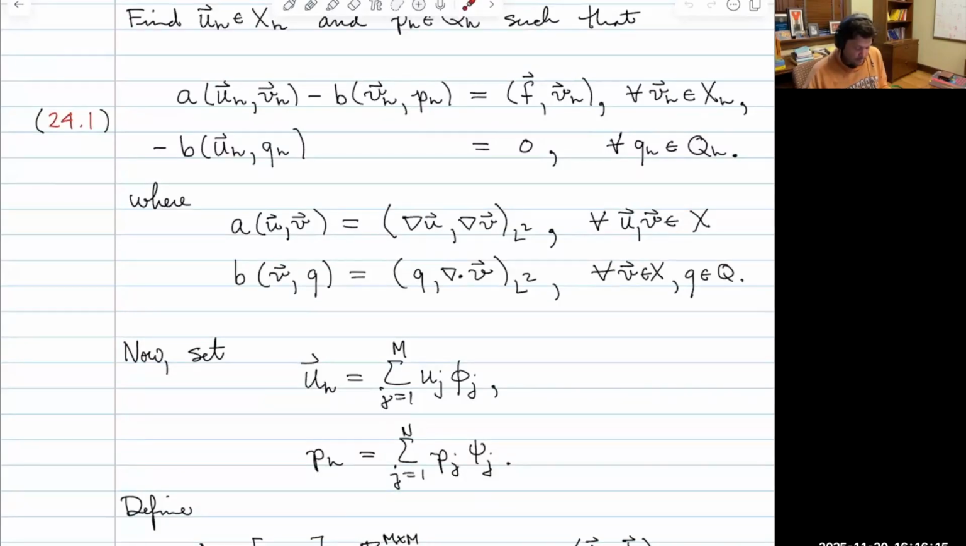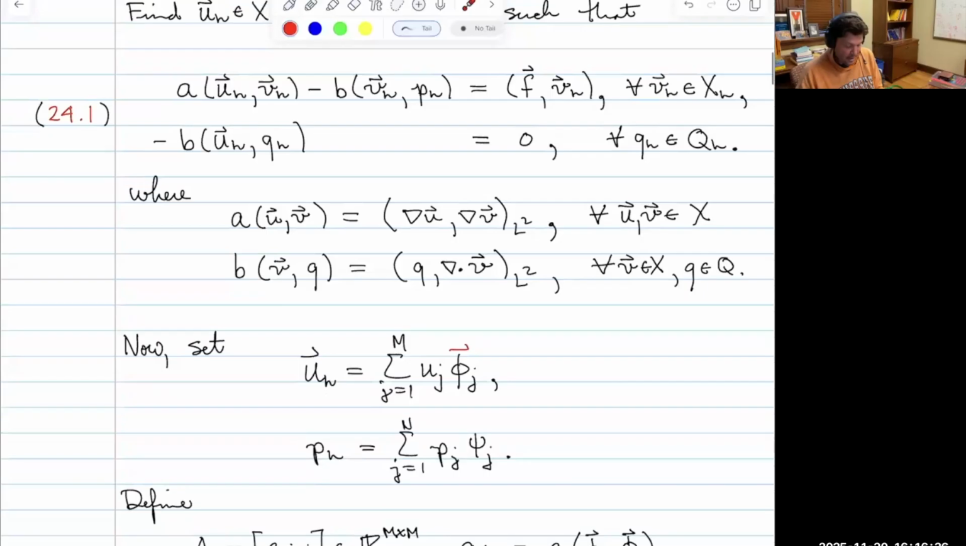We assume that we can expand our solution in a basis. Slight typo here. Don't want to forget the arrow here. That's a vector function. We're going to expand this in the basis Bx. We're going to expand the pressure in the basis BQ, right? As we would usually do.